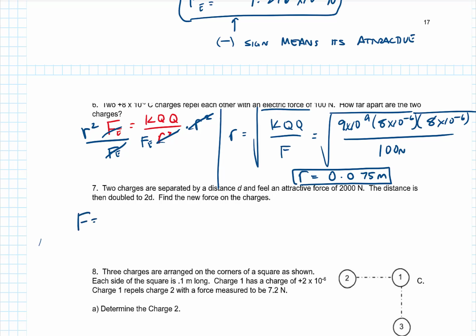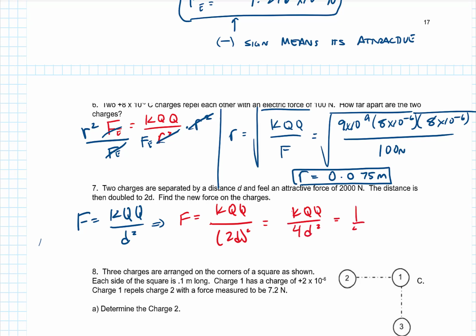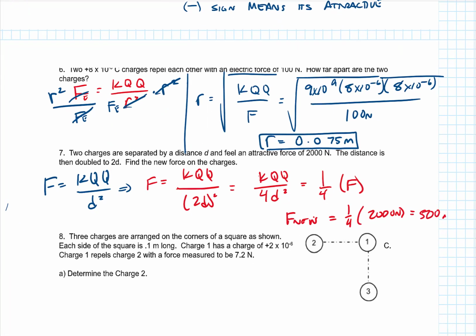Well, I know in general force is kQQ over, and we'll say d squared this time. So for my new force, I'm going to have that force is equal to kQQ over (2d) quantity squared. And so I get kQQ over 4d squared. Well, that's 1/4 of my original force. My original force was 2,000 newtons, so my new force is going to be 1/4 of my old force of 2,000 newtons. So that's going to come out to be 500 newtons.